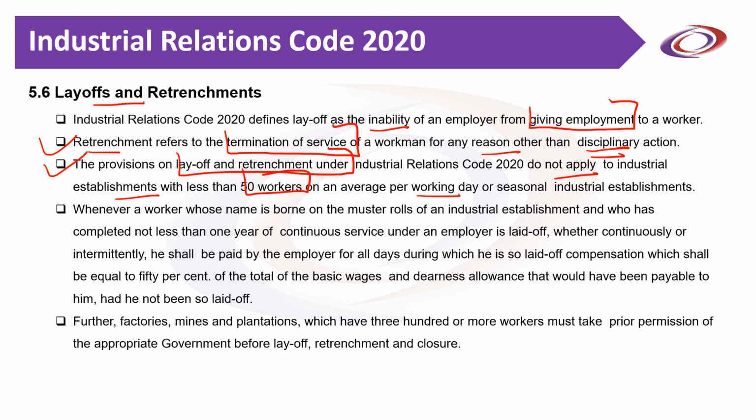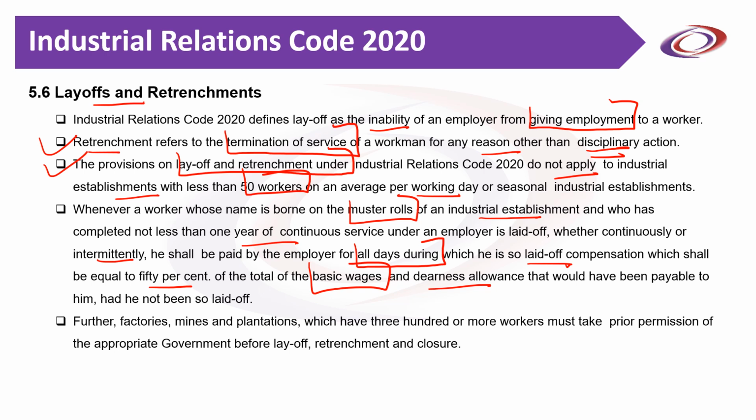Wherever a worker whose name is borne on the muster rolls of an industrial establishment has completed not less than 1 year of continuous service, whether continuously or intermittently, then they will be paid by the employer for all the days during which they have been laid off. So compensation will be provided, that will be equal to 50% of the total basic wages and the dearness allowance that will be paid to the person that is being laid off.